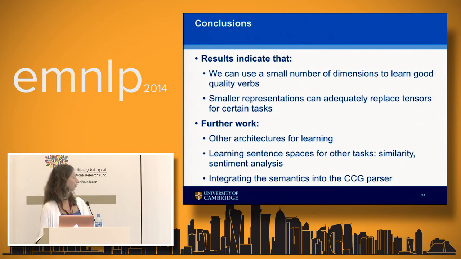So, just a quick conclusion. Our results indicate, or their results indicate, that we can use a small number of dimensions to learn good quality vectors. Smaller representations can adequately replace tensors for certain tasks. And of course, there's some further work, such as other architectures for learning, learning sentence spaces for other tasks like similarity, sentiment analysis, and so on, and integrating the semantics into a CCG parser.